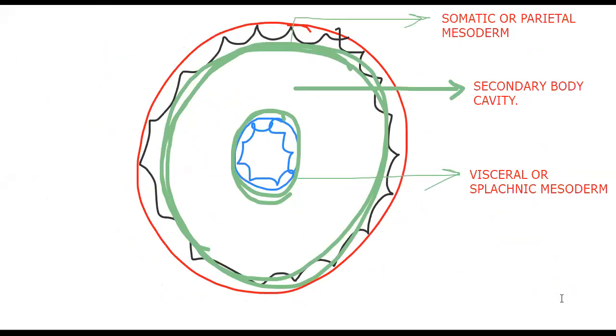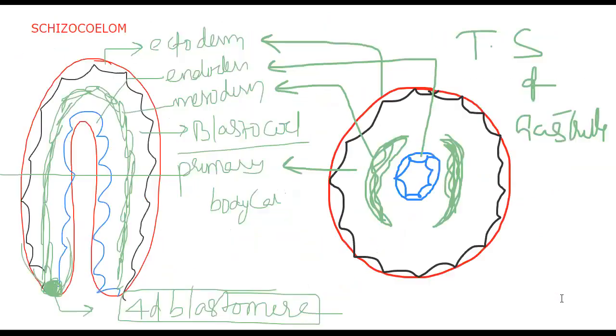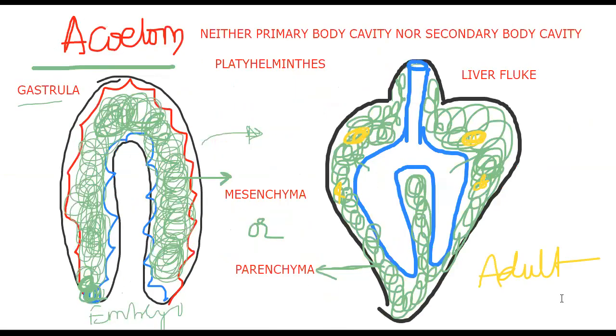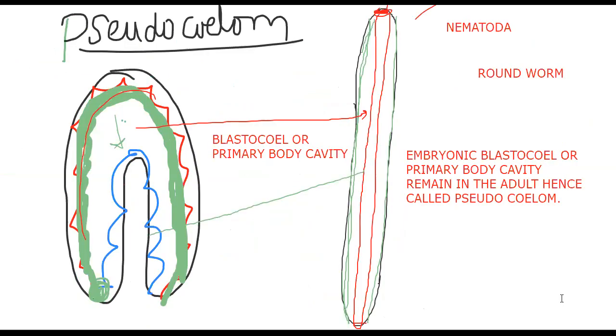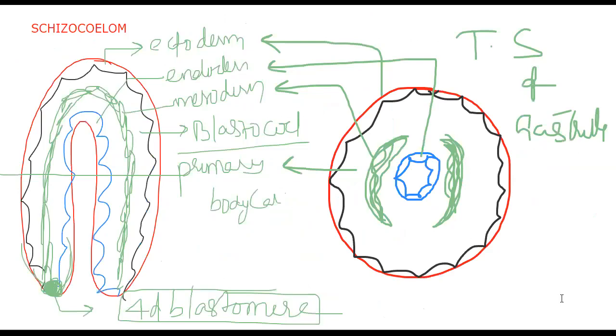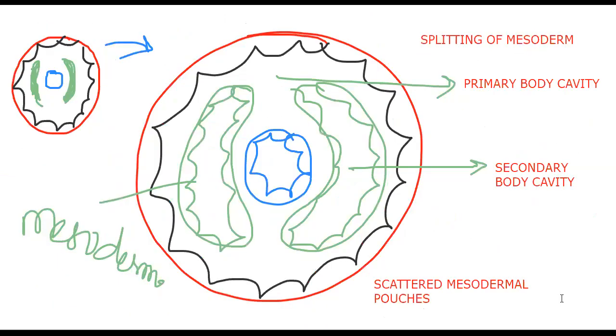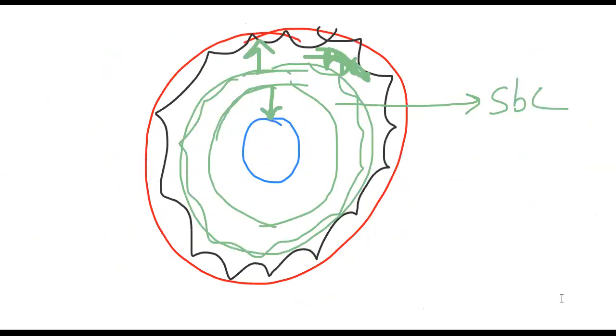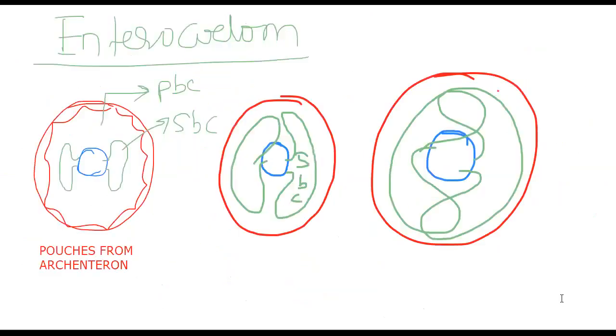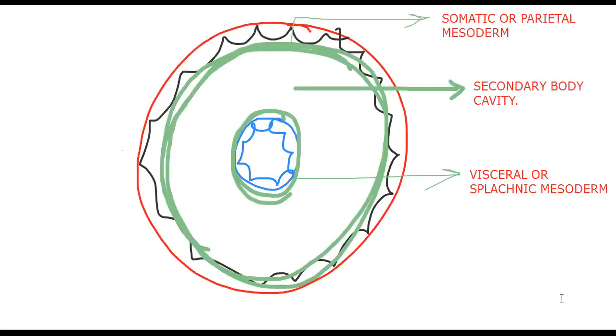Or else, we can say it even in terms of the angle of the cavity. Mesoderm is responsible for the cavity, but if you see neither primary body cavity nor secondary body cavity, what do you say? Acoelom. If only primary body cavity, pseudocoelom. Then, if a secondary body cavity is present that closes the total primary body cavity, eucoelom. If the secondary body cavity is formed from the splitting of mesoderm, we call it schizocoelom. If the secondary body cavity is formed from the pouches of the archenteron, that is called enterocoelom. Okay.